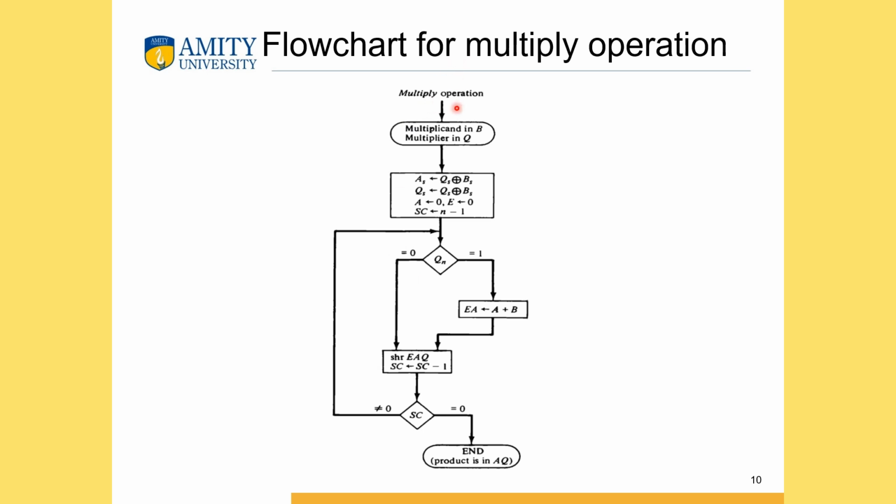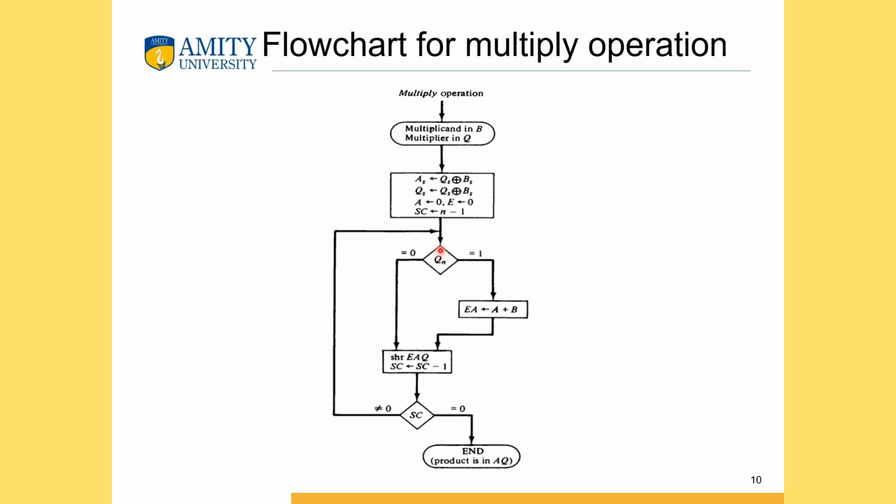This is the flowchart. So we have the multiplicand in B and the multiplier in Q. The first step will be the XORing of B and Q, and it will be stored in AS. The XORing of Q and B again is stored in QS, and A is set to 0 initially. The E is also set to 0. Sequence counter is made n minus 1.